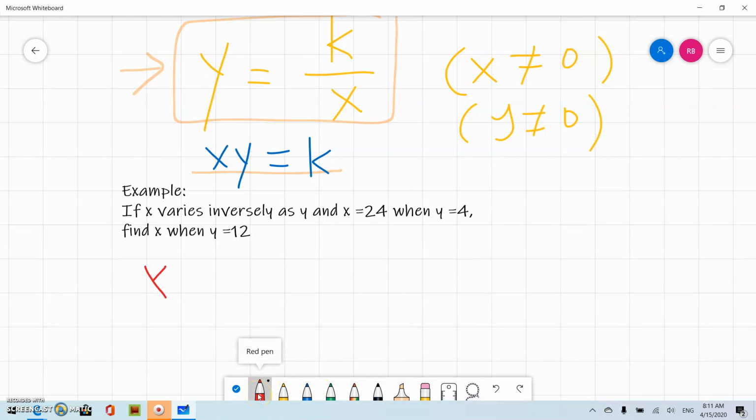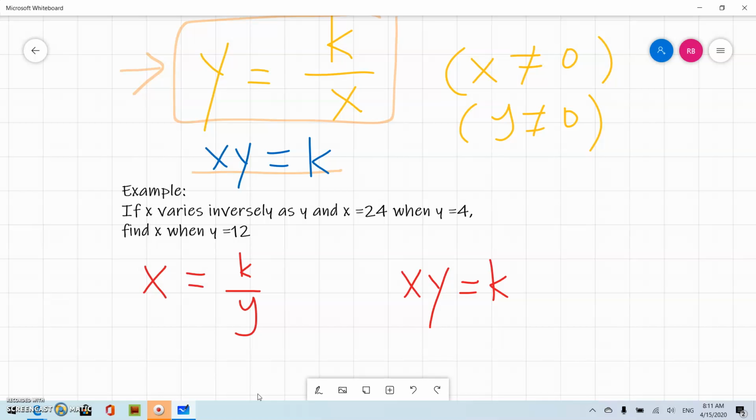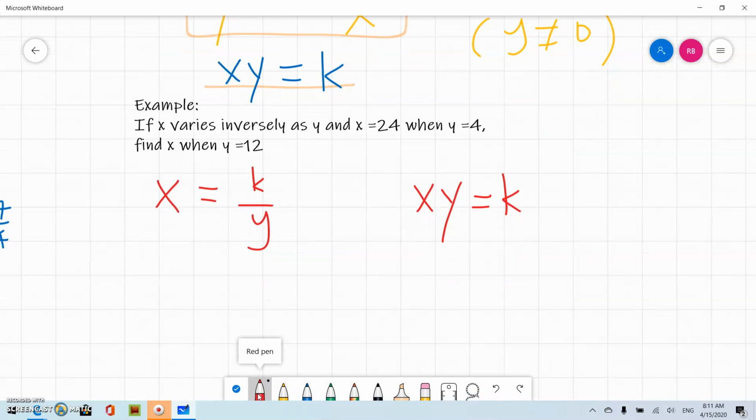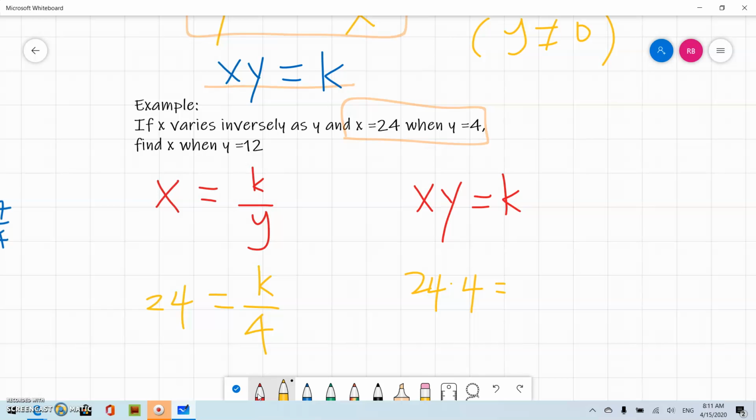It says x varies inversely as y. Whatever comes first is something equal to k over the other variable, or I can write it as xy equals k. I will show you how they are the same. Let's plug in the number that's given here. It says 24 is k over y. Sorry, 4, because y is 4. Or you can do 24 times 4, which is k.